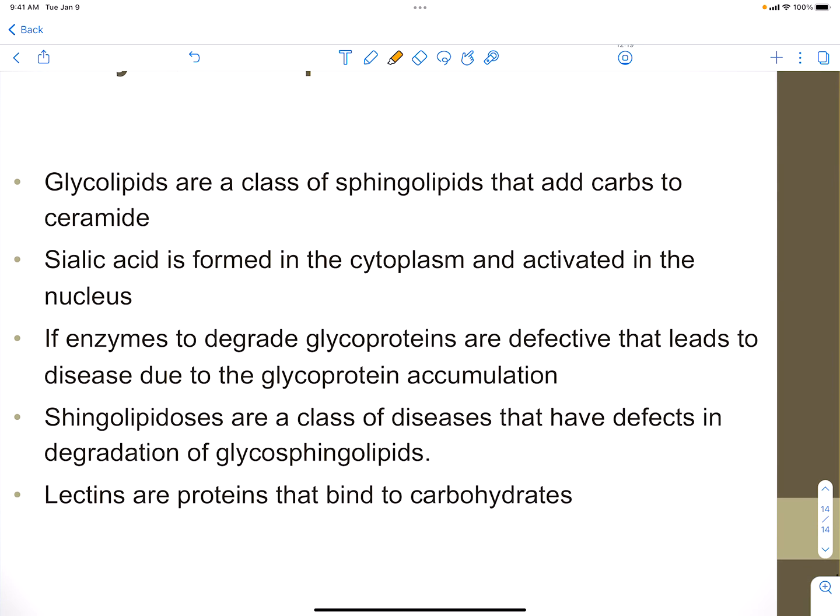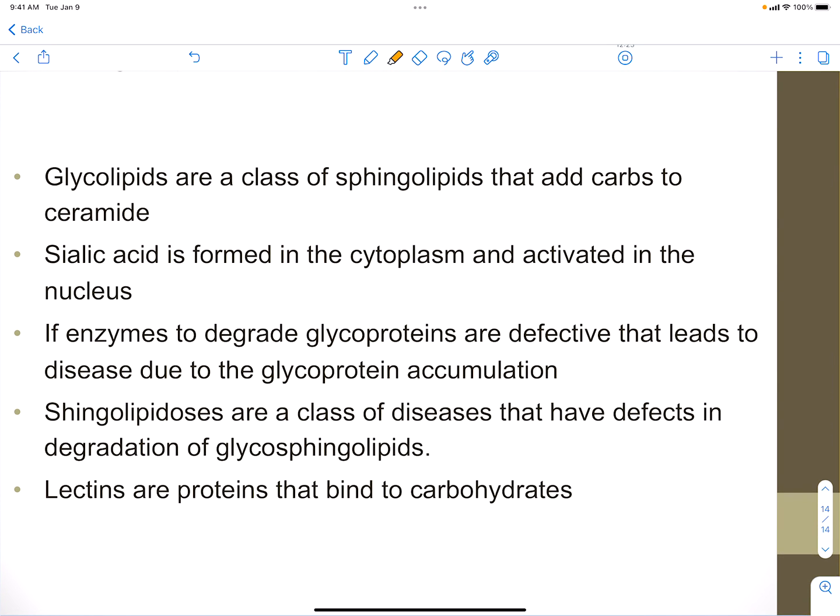Okay, so just keep in mind glycolipids. We have sphingolipids that add carbohydrates to that ceramide backbone, not the glycerol backbone. Sialic acid is formed in the nucleus, activated in the cytoplasm; we talked about that in the previous lecture. We're going to have different enzymes with defects, and that can lead to an increase in glycoproteins or glycolipids, so you have different diseases associated with deficiencies of those enzymes. And then finally, lectins are proteins that have specificity in binding to the carbohydrates that are coating either our proteins or our lipids.